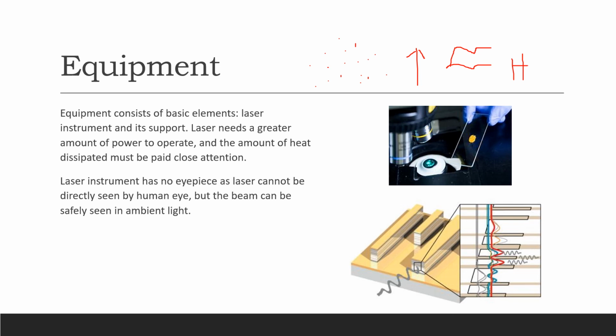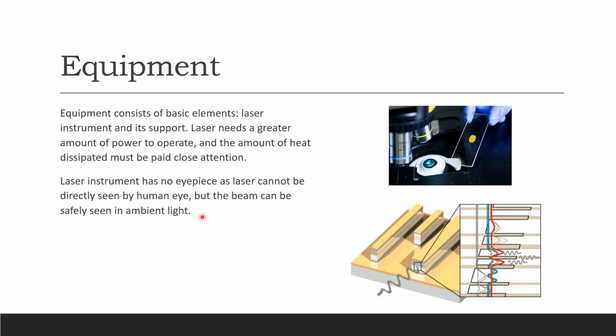The amount of heat will be dissipated, and it must be paid close attention. So heat is an issue in laser instruments because it always comes out. Why is there heat? Because we're dealing with a very highly energized state of either a solid or a gas in that plasma tube.